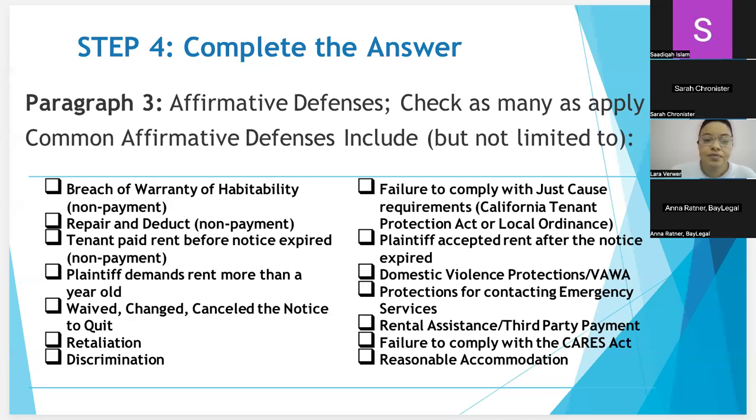And as discussed in last week's presentation, reasonable accommodations can be used as an affirmative defense. And reasonable accommodations can be made at any time, including during the unlawful detainer process, and can be actually put in the answer as well.